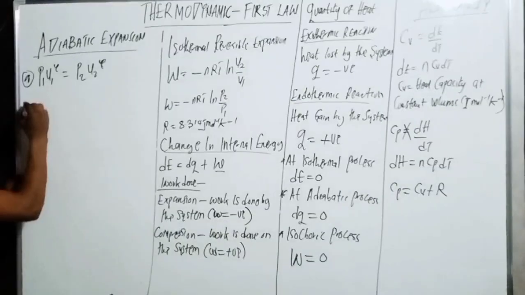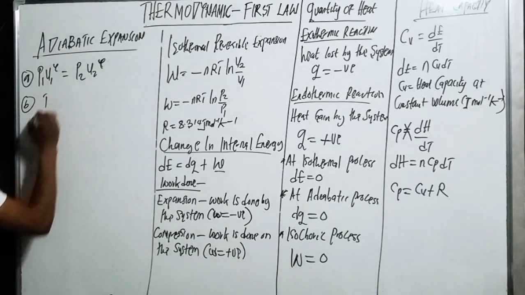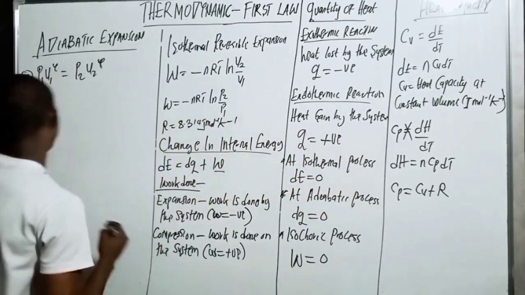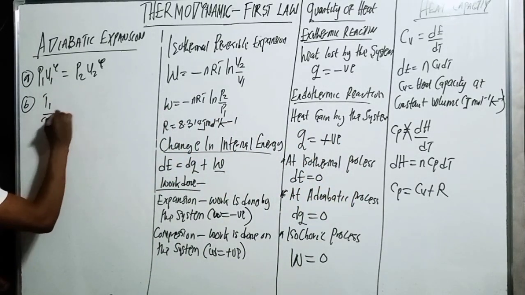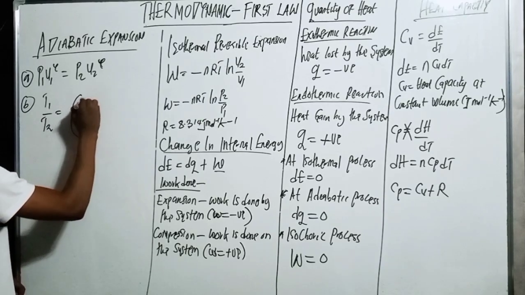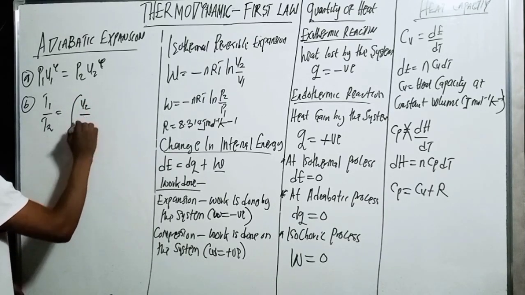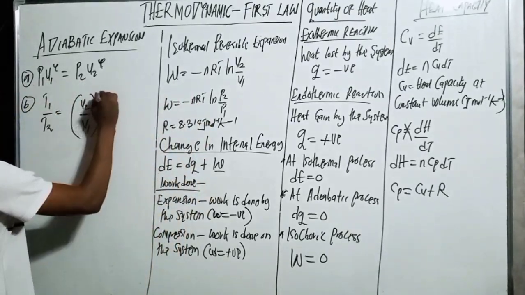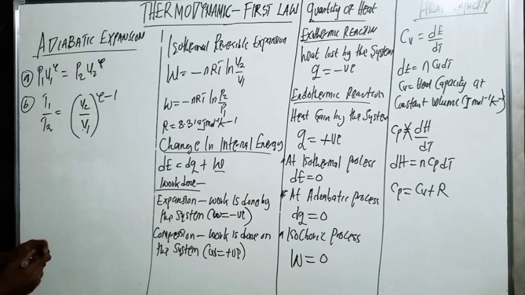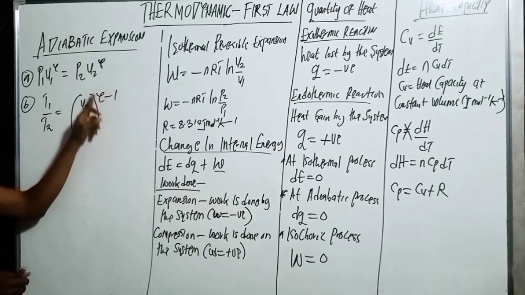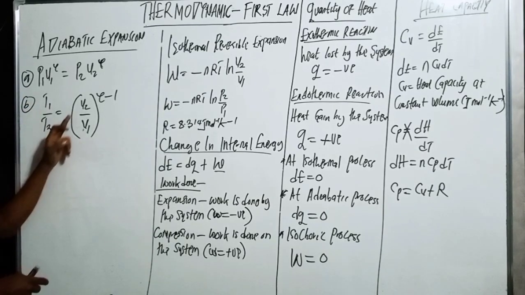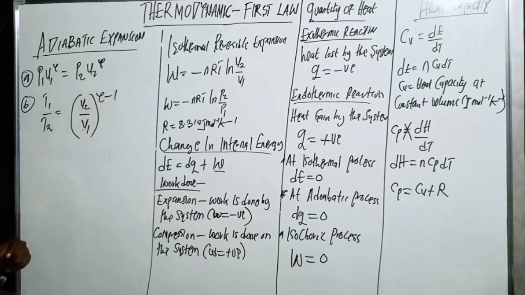So the next one is for temperature. We have T1 over T2 equals V2 over V1 to the power lambda minus 1, where lambda is the adiabatic constant. So this is the second formula: T1 over T2 equals V2 over V1 lambda minus 1.